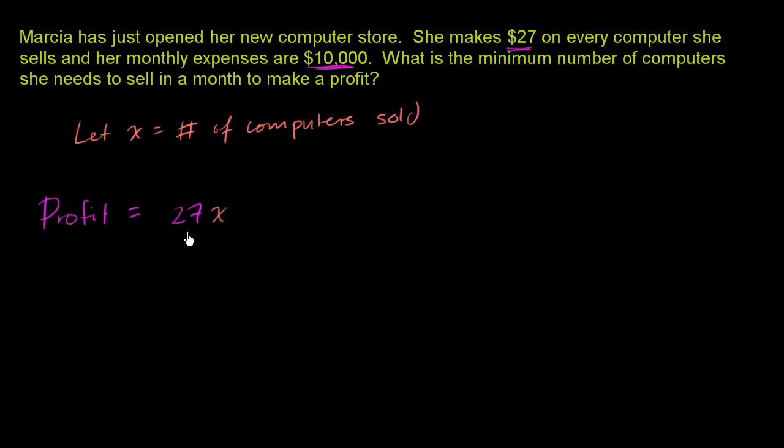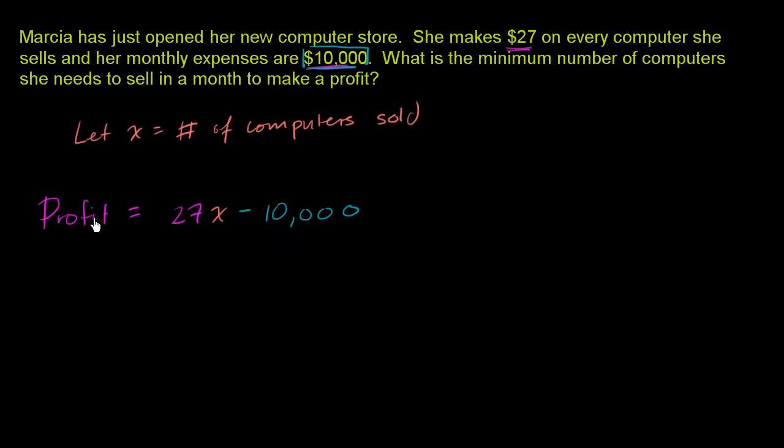But we're not done yet. She still has expenses of $10,000 per month. So we're going to have to subtract out the $10,000. What we care about is making a profit. We want this number right over here to be greater than 0.